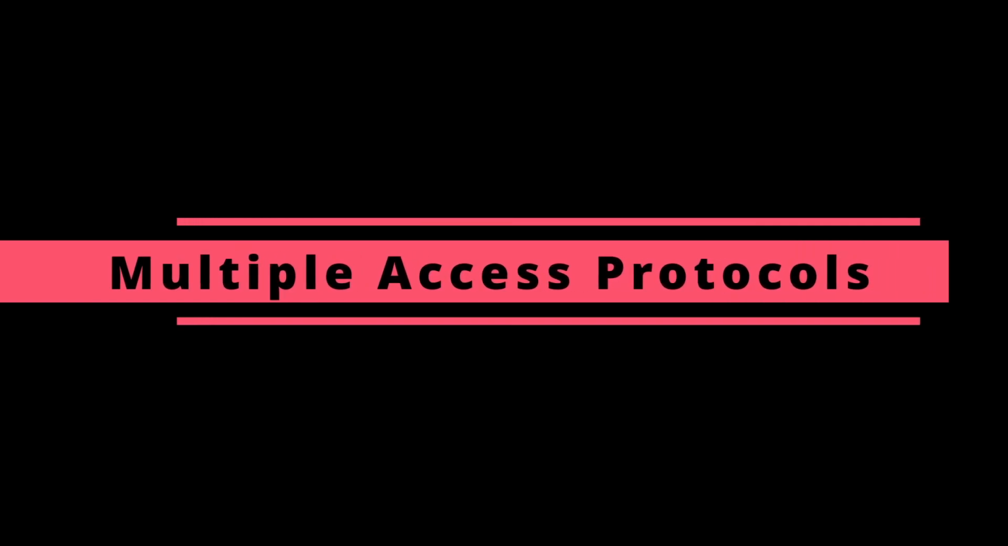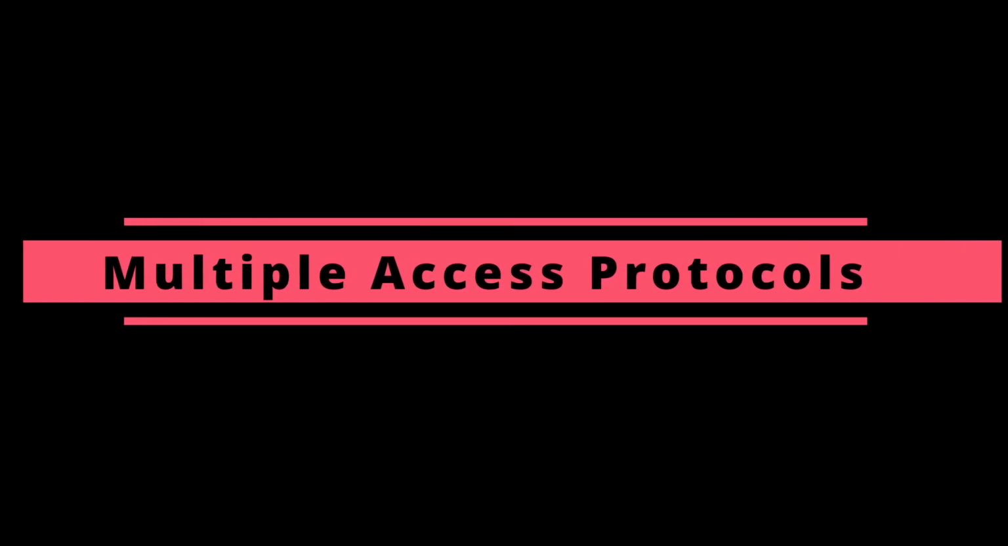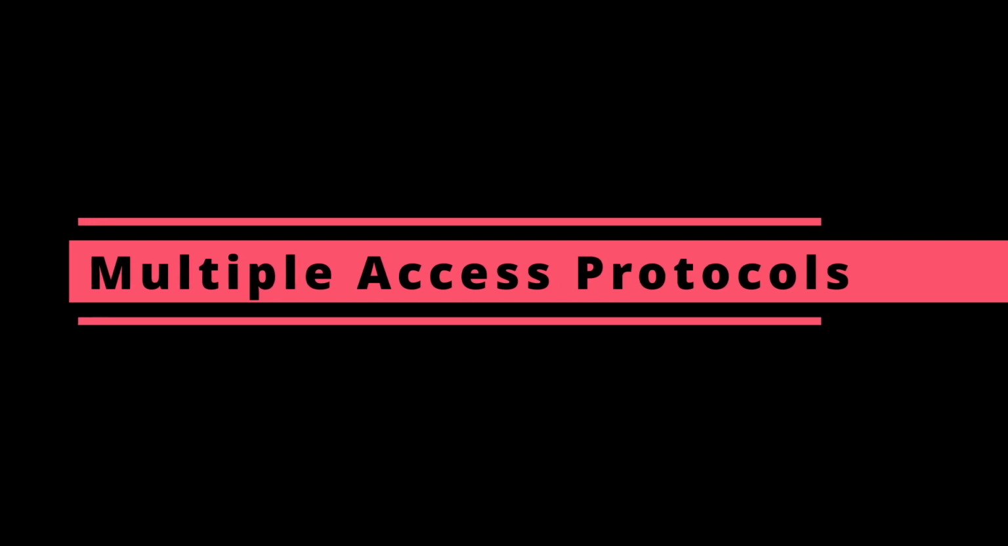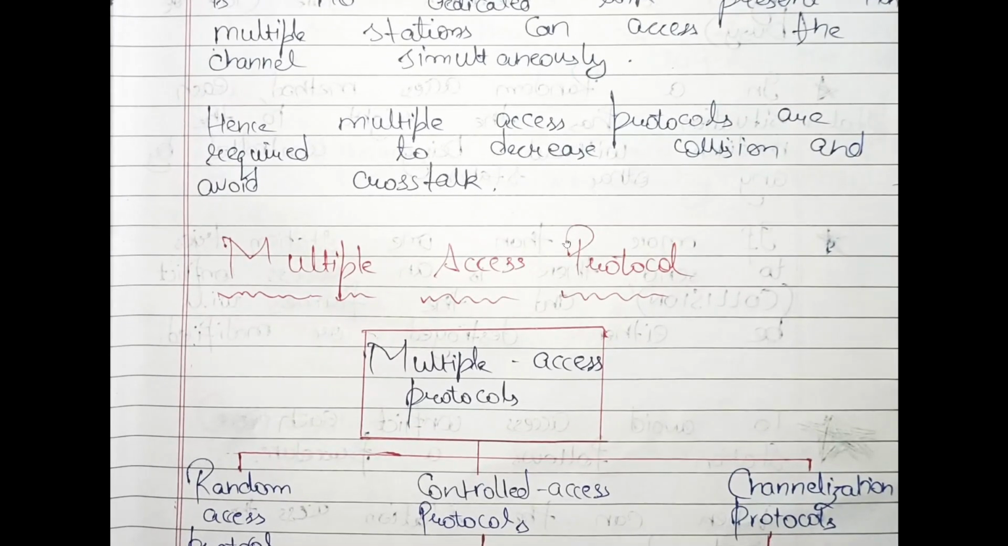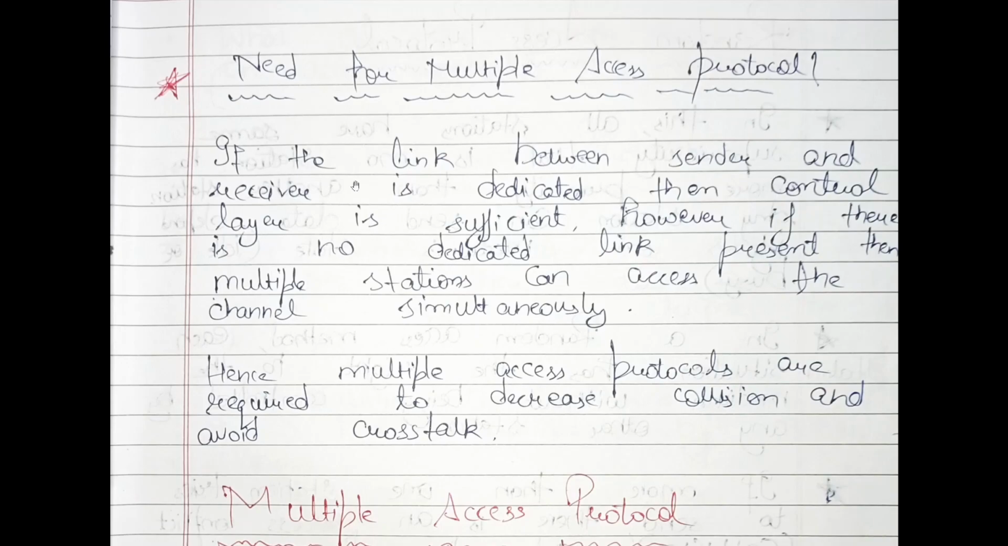Hello guys, in today's video we are going to talk about the need for multiple access protocol. Alright, first of all, reading out the statement, it says that if the link between sender and receiver is dedicated, then control layer is sufficient. However, if there is no dedicated link present, then multiple stations can access the channel simultaneously. Hence, multiple access protocols are required to decrease collision and avoid crosstalk.